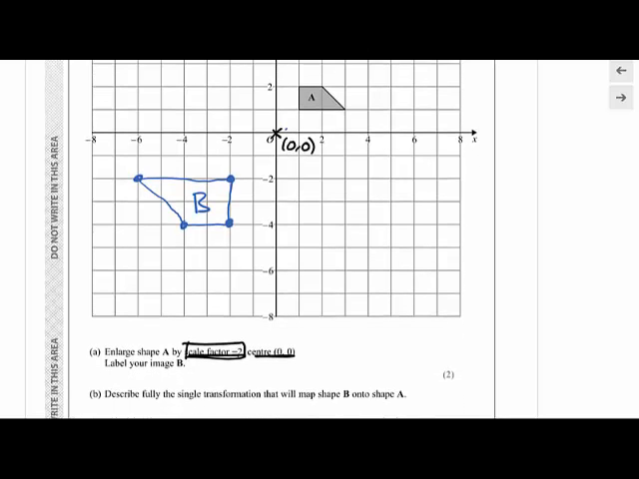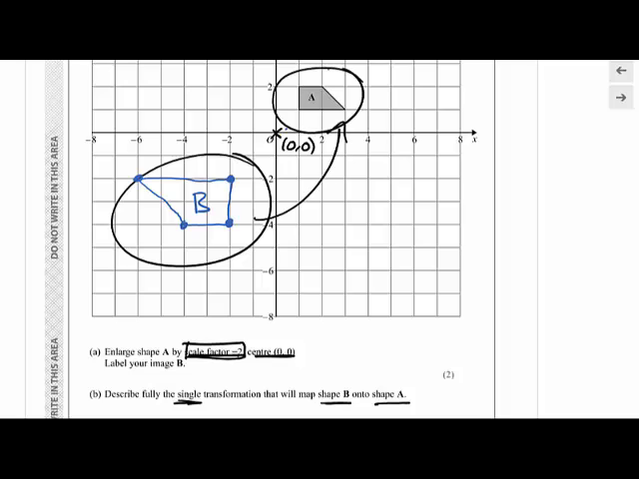Now, if you look at part B, it says describe fully the single transformation. So just one transformation, reflect, rotate, enlarge, or translate, that will map shape B onto shape A. Be careful, it's not shape A onto shape B. That's what we've just done. We now want to take shape B, this shape here, and turn it into this shape here. It's just doing the same thing that we've just done, just in the other direction.